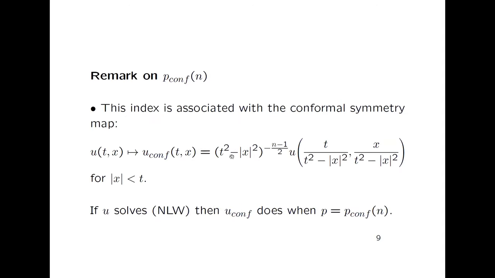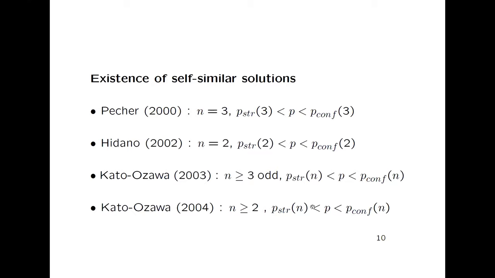Here, the largest index, p_conformal(n), is associated with conformal symmetry, because of this kind of symmetry map. If u is a solution, the function defined by using this transformation, based on the light cone, also solves the equation. And when p is equal to this conformal index, in this sense, this index has another importance. Anyway, I'll display some known results for the existence of self-similar solutions.